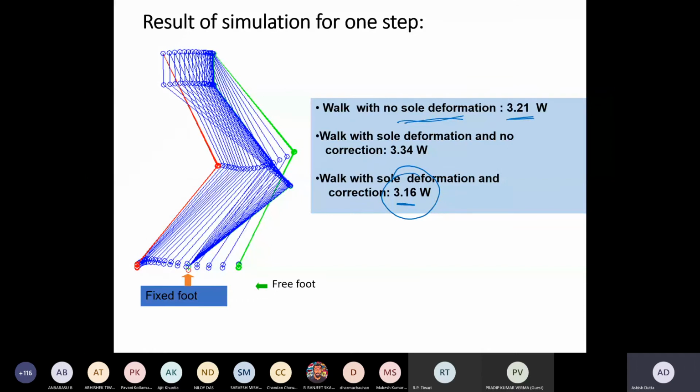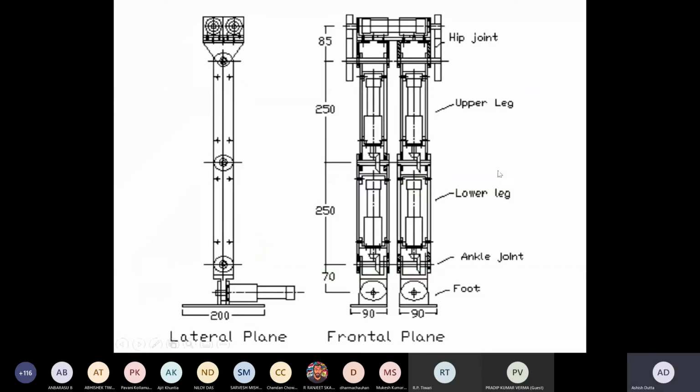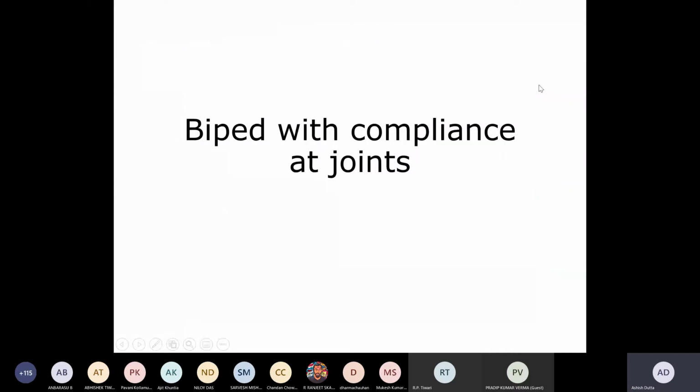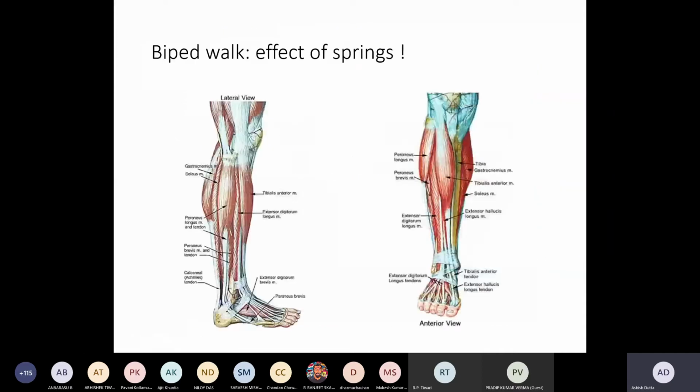Now, from there, we built a robot. Oh, sorry, this is not working. Okay, so this was built, and it has a sole which can deform. Okay, so now beyond this, what actually happened is it was observed that there is deformation on the sole of the foot.